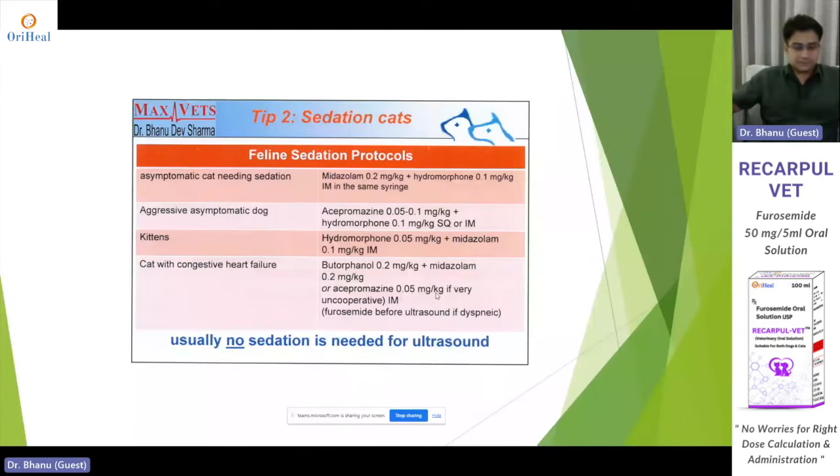So if a cat needs to come to me tomorrow, I'll tell the client that you give gabapentin at the dose of 10 to 20 mg per kg today, and then you give it again tomorrow, 2 hours before you bring the cat to me, and it works fantastically well. When this particular cat on which you've given gabapentin comes to you, it would be absolutely calm, and you can do your examination properly, and it is safe enough to be used in cases where the heart is affected.